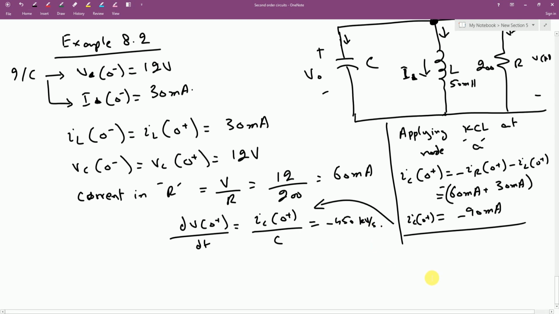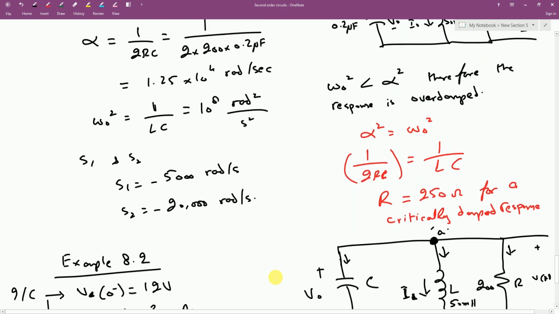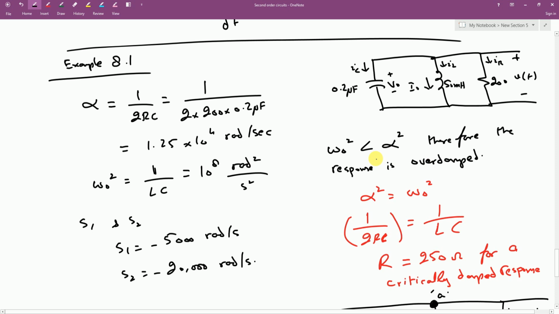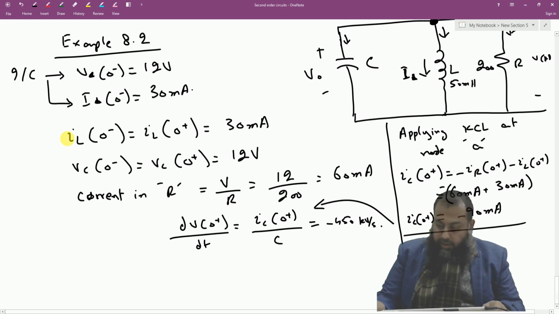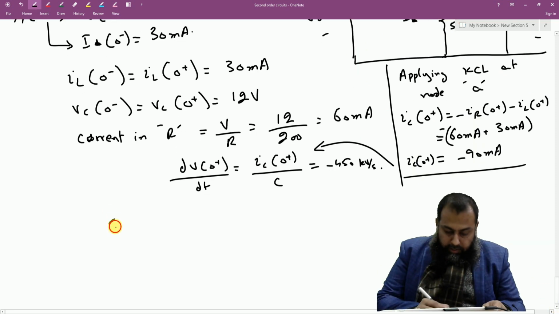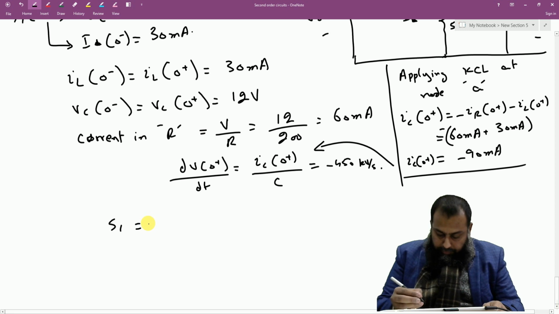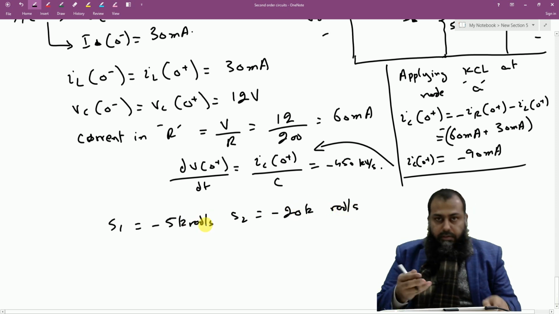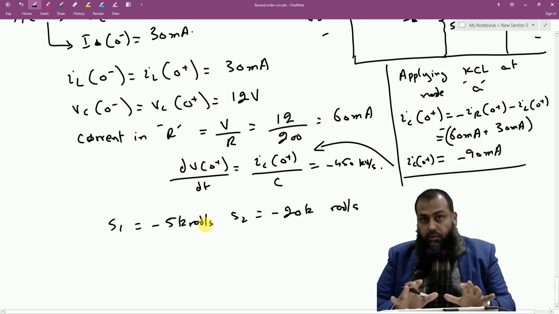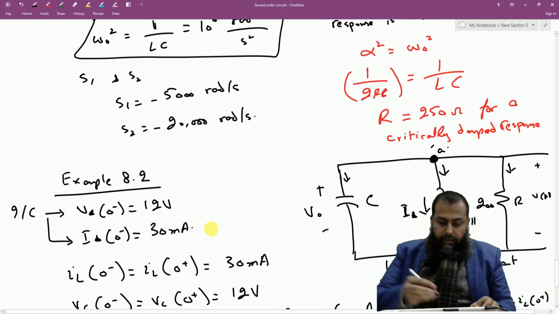So now that we have solved most of the equations, we can now find out the values of this R, L, and C. We have earlier calculated the values of alpha and omega naught as well. So alpha was equal to 12,500, while omega naught square was equal to 10 to the power 8. So we will plug these values in this equation as well. So S1 is equal to minus 5k, and S2 is equal to minus 20k, and this is the same as that of the previous numerical, where we calculated the roots of the same circuit, which is this one.